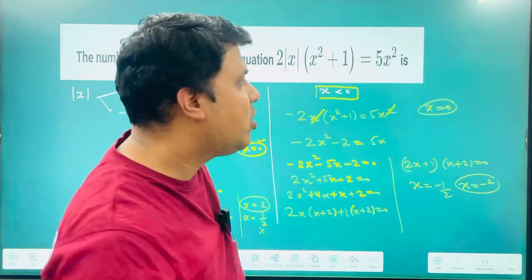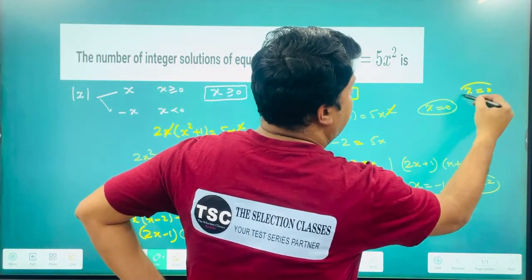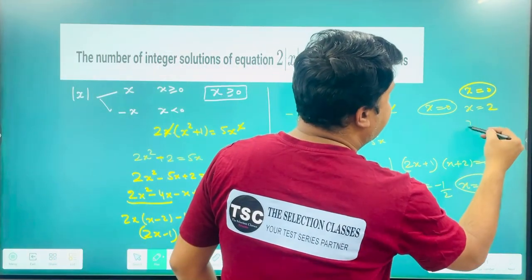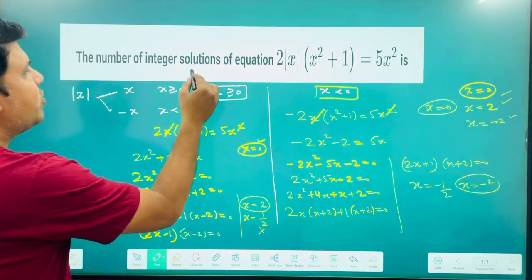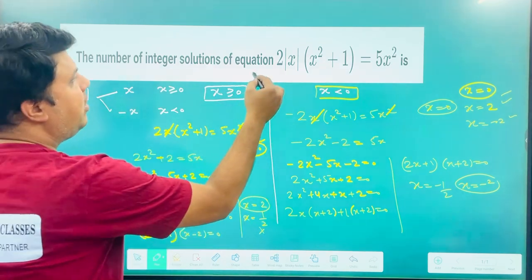So how many integer solutions do we have? That is x equals 0, x equals plus 2 and x equals minus 2. So we have 3 integer solutions. So the answer of this question would be 3.